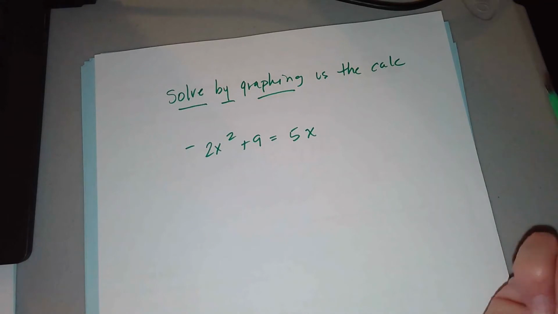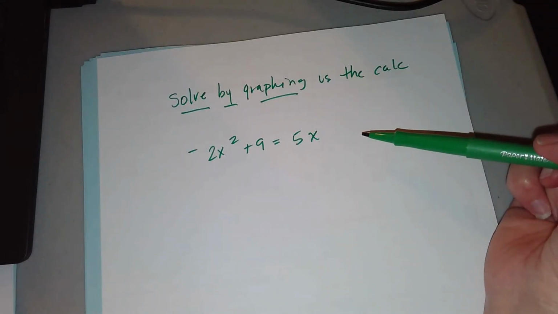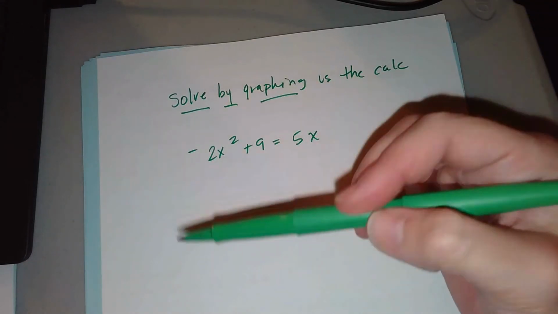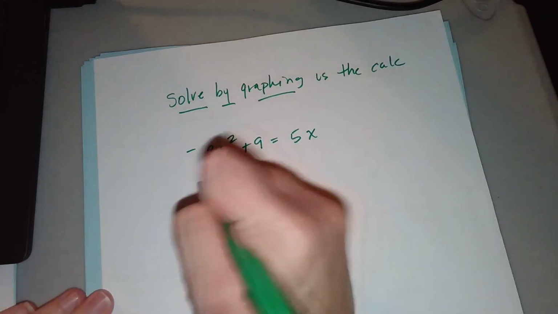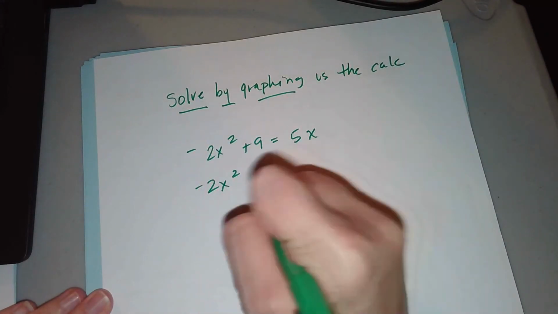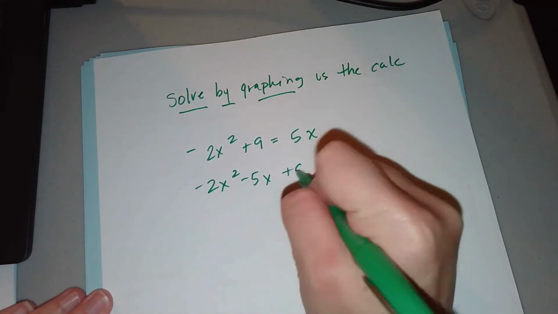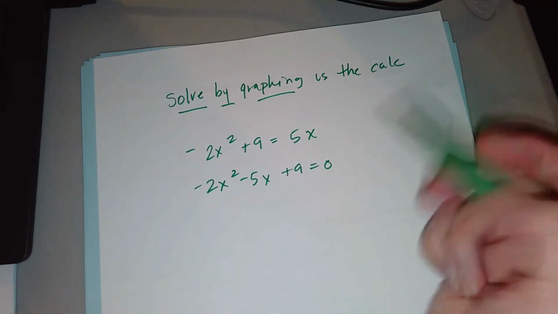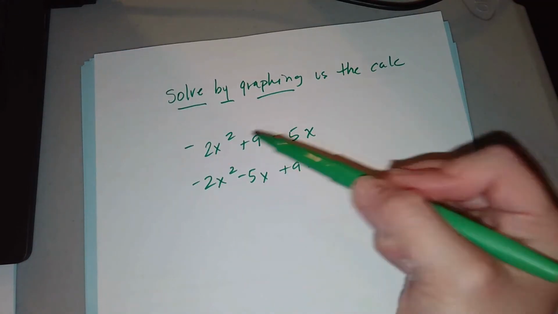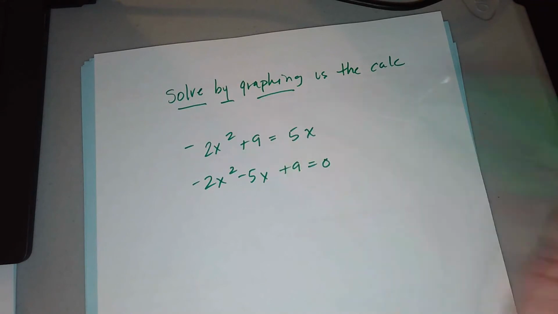All right, so again, remember, step 1 when solving, and this goes with any kind of solving, we're going to set this equation equal to 0. So I'm going to put it in order too, right? If I set this equal to 0, I want to subtract 5x from both sides, but I don't want to put the 5x at the end. I want to put it in the middle, just so it's in standard form.